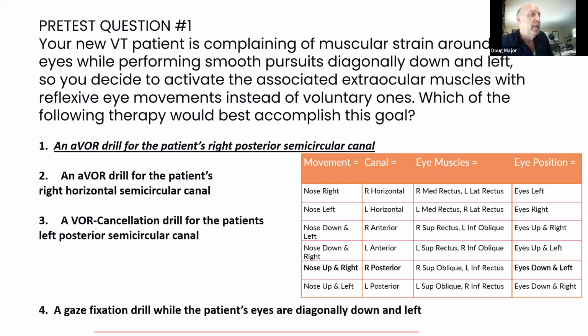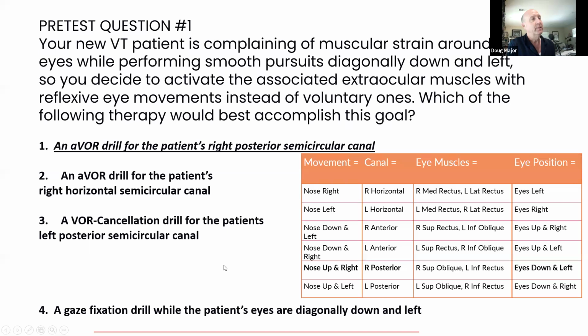So let's go ahead and answer some questions that we had at the first. We had the new patient that came in with that diagonally left and down problem, and we wanted to use more of a volunteer program. So we need to have the eyes go left and down. That means the nose, my little chart there, goes up and right, which means that is the right posterior, right? So let's do that. Right, go up, my nose up and right makes my eyes go down and left.